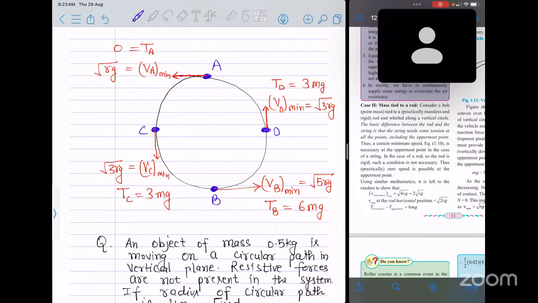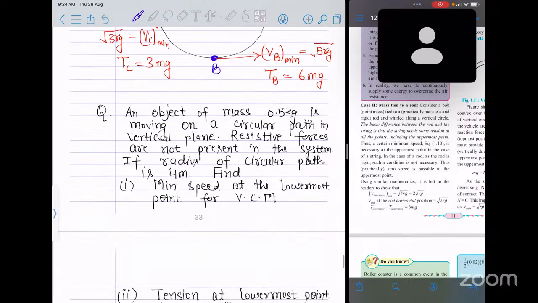Okay. So remember, tension at point A is not 0 always. Tension at point A or tension at uppermost point will be 0 if and only if the object has minimum possible speed at point A, which is square root rg. That is also true for other points in this motion. Understood or any doubt?